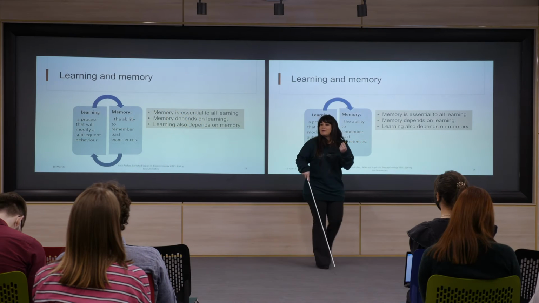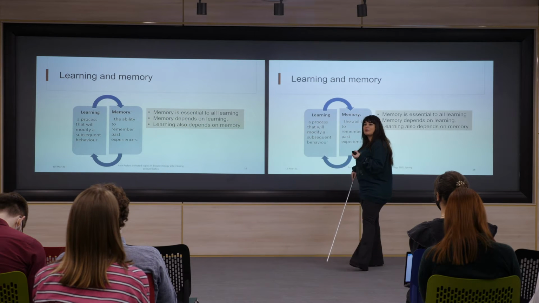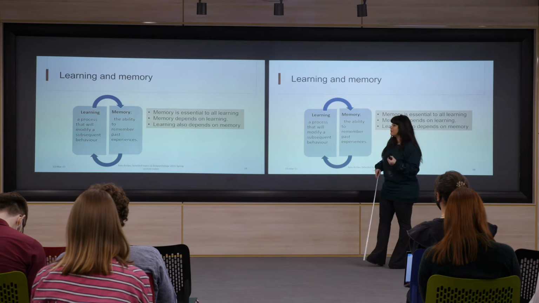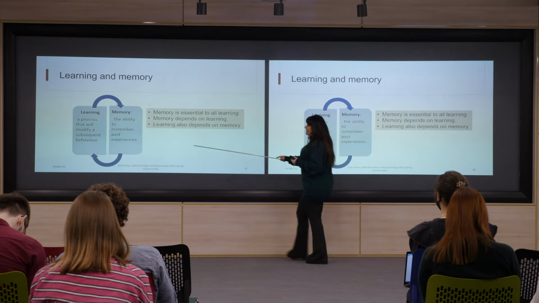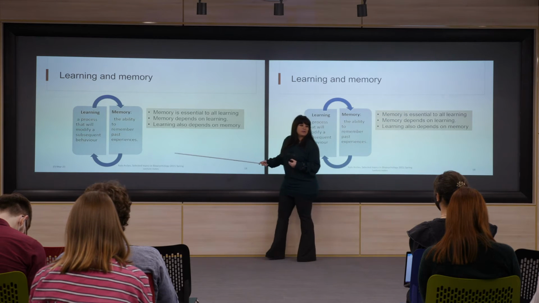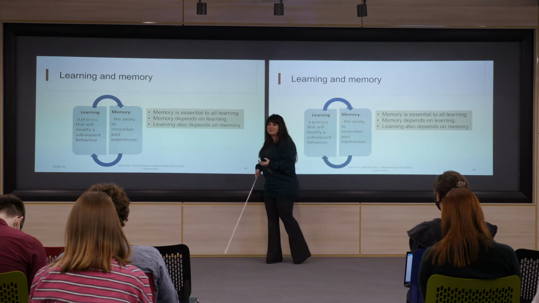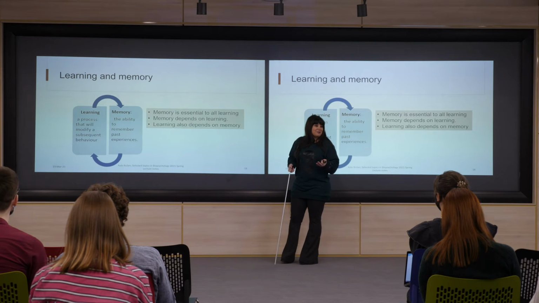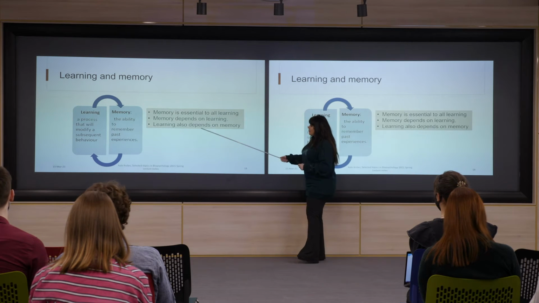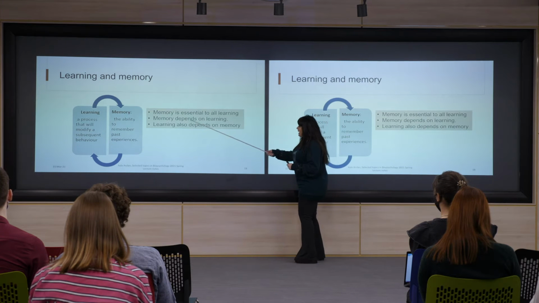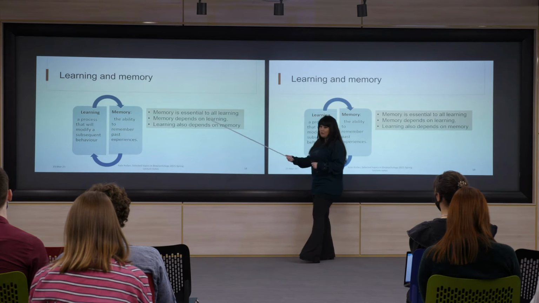So basically, memory is the trace of things that you have learned. And they are actually pretty related to each other. Memory, of course, is essential for all learning. If you forget everything you learn, there is no sense. But memory depends on learning also.